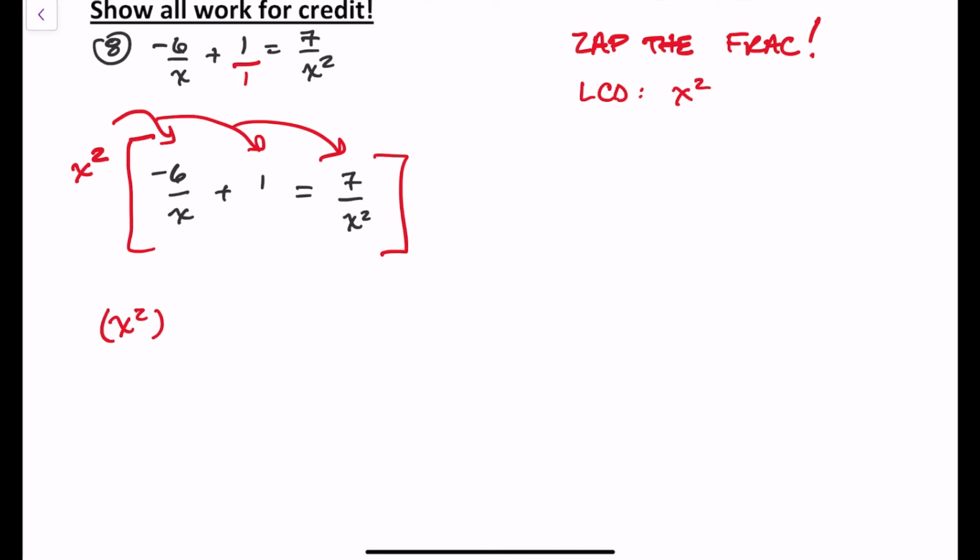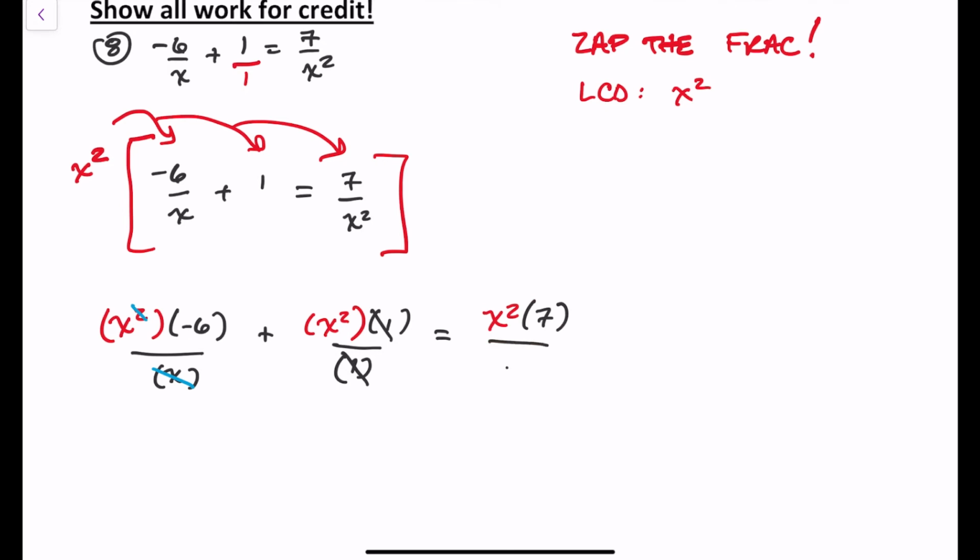So I get x squared times negative 6 all over x plus x squared times 1, which is just x squared, equals 7 x squared all over x squared. So my x squareds will cancel out here.